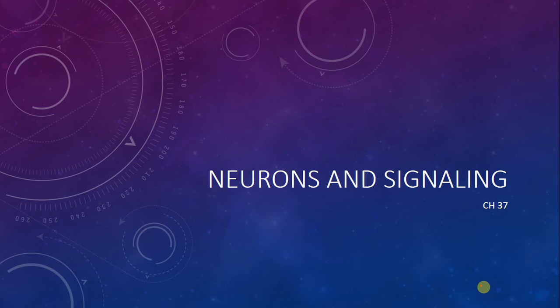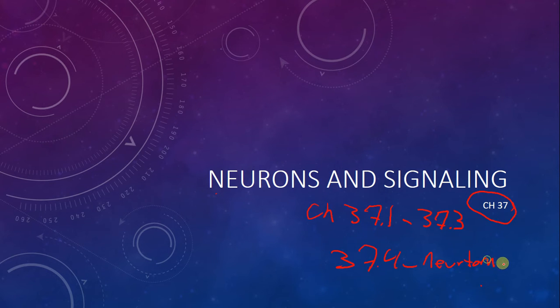Right, so this video will be about neurons and signaling. It goes with chapter 37. In particular, it will be chapter 37.1 through chapter 37.3. 37.4, which has to do with neurotransmitters, we will look at next time with selections from chapter 38.